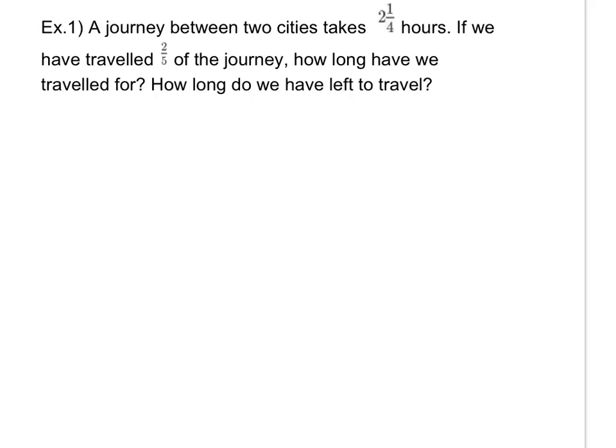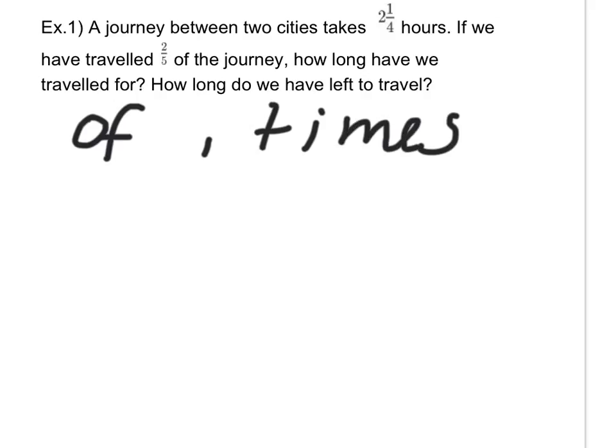Key thing here to note, words like of or times always refer to multiplication. Okay? So if you say, what is 2/5 of 1, that means 2/5 multiplied by 1. If you say 2/5 of 1/4, it's 2/5 multiplied by 1/4. So look out for those two words in particular, because they usually refer to multiplication. So 2/5 of the journey, and the journey takes 2¼ hours.